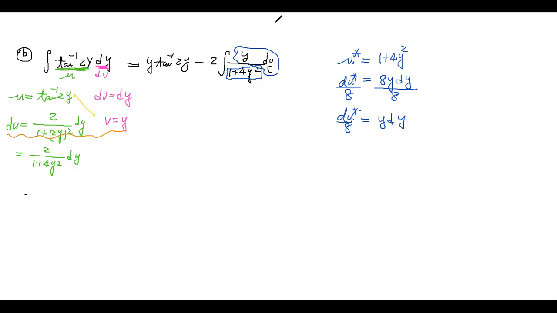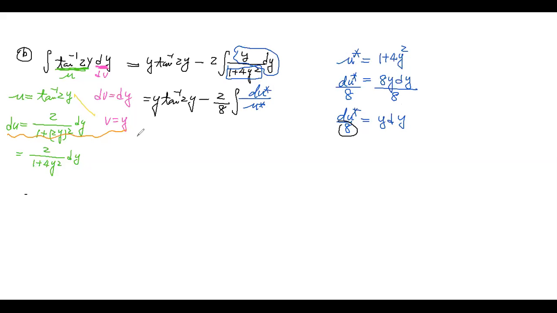All right. Okay, so now let's try to rewrite this one. This is the tangent inverse of 2y minus, so it's 2. I have this constant 1 over 8, so I take 1 over 8 out. And then inside here, 1 plus 4y squared is u star, so I put a u star here. Then y dy is du star over 8. I already took the 8 out, so it's du star.